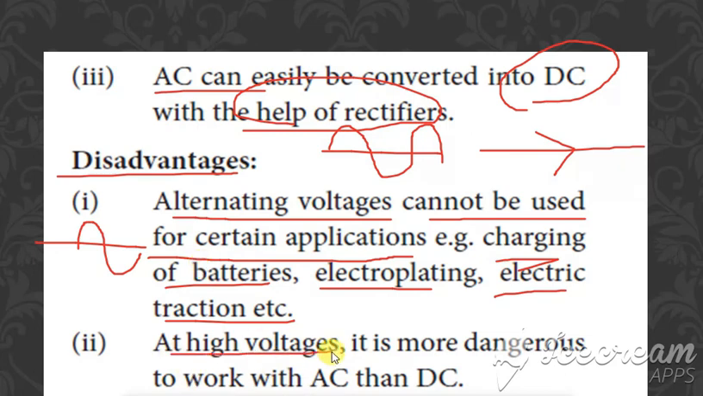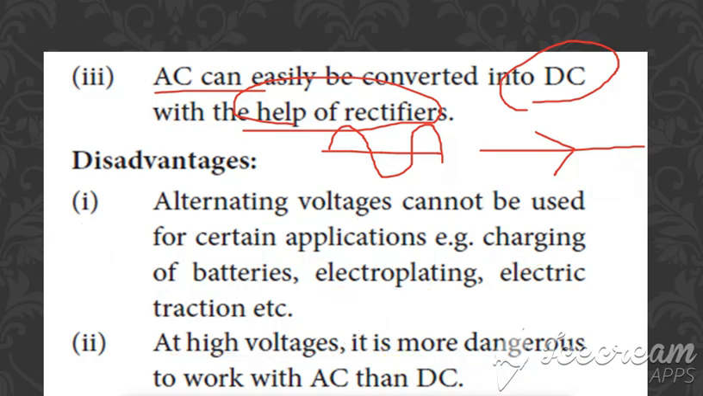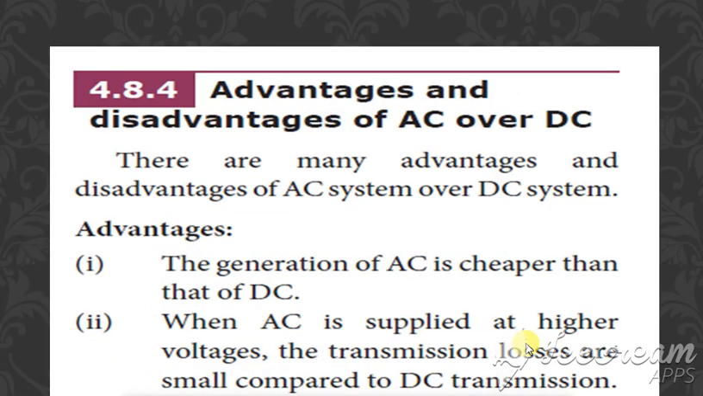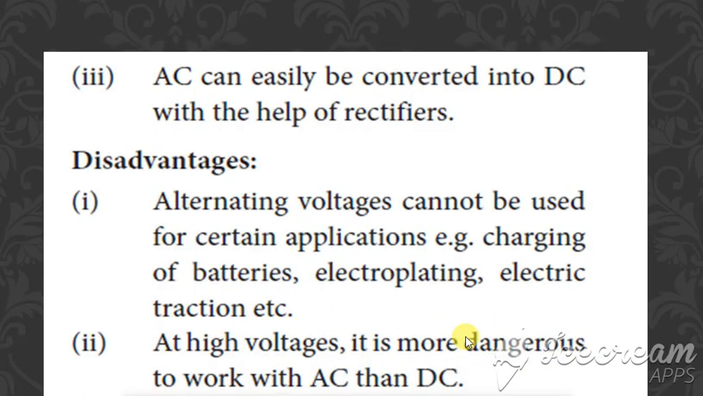And at high voltages it is more dangerous to work with AC than DC. DC is not as dangerous, but AC is more dangerous when you work at high voltages. So these are the advantages and disadvantages. The advantages are: it is cheaper, it can be transmitted with less loss, and it can be easily converted to DC. The disadvantages are that it cannot be used for certain applications and it is more dangerous to work with AC than DC. Clear?